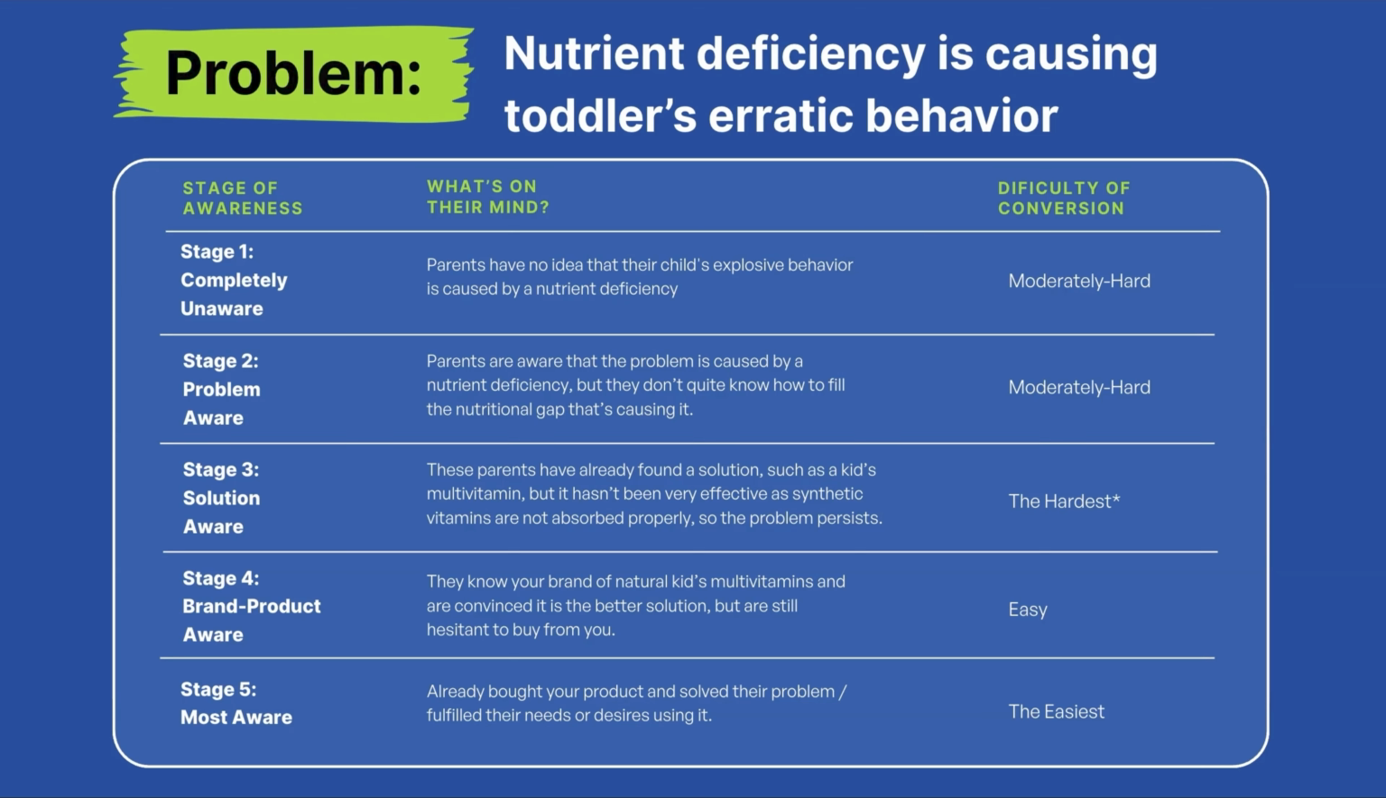Let's go on with Stage 4, parents who are brand and product aware. They know your brand of natural kids multivitamins and are convinced it is the best solution for their problems, but they're still hesitant to buy from you. Awareness Stage 4 is where things start to get easier. Finally, Stage 5, the most aware. These parents already tried your product and it worked. This is the easiest stage of awareness to reconvert.